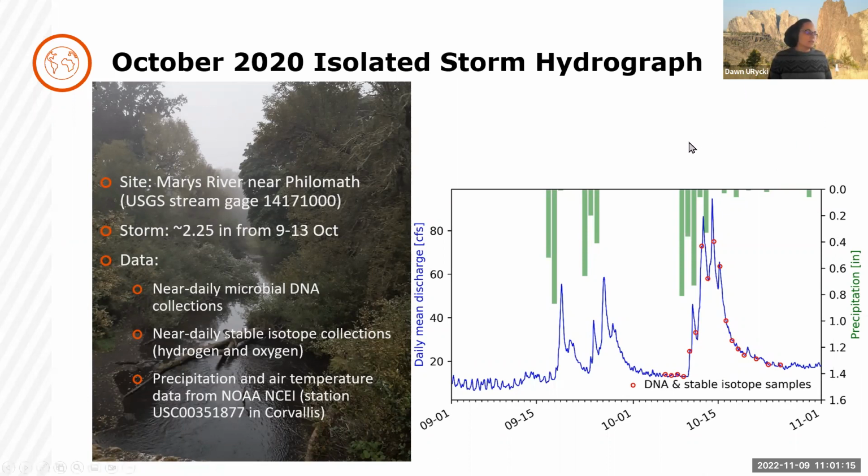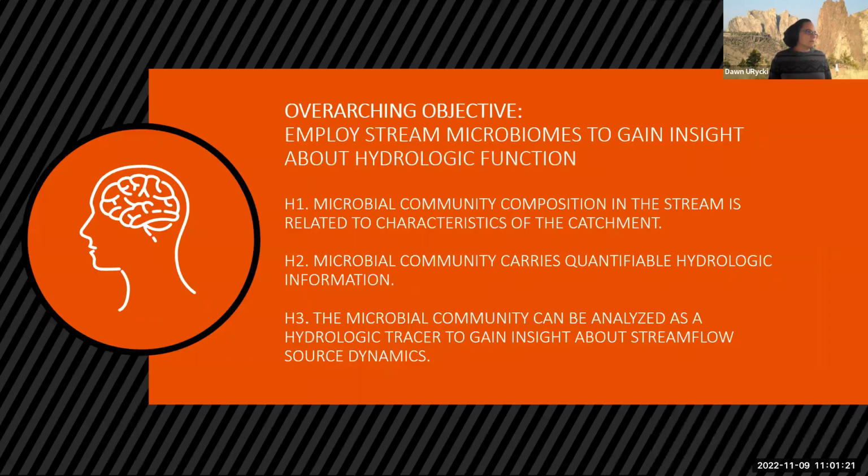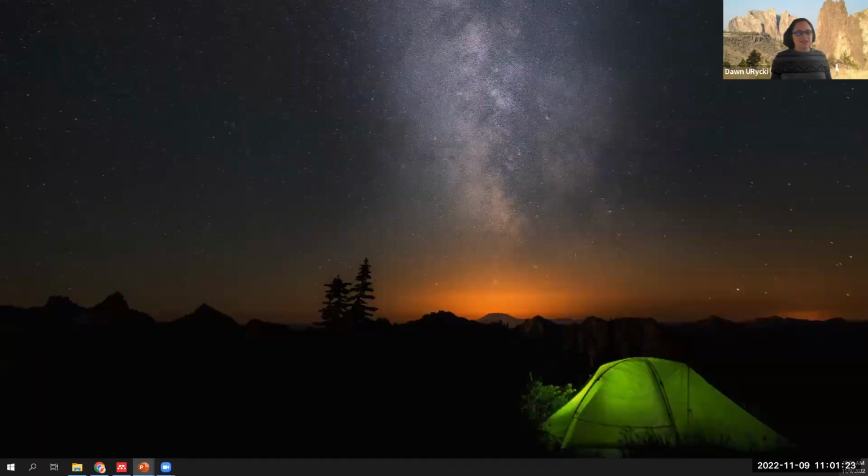We did a concentration discharge analysis with the microbes over this precipitation event, and we found that there were actually some microbial taxa that had significantly positive or negative relationships with discharge over the course of this event. And so we feel like that shows that there are actual characteristic responses of larger taxonomic groups.